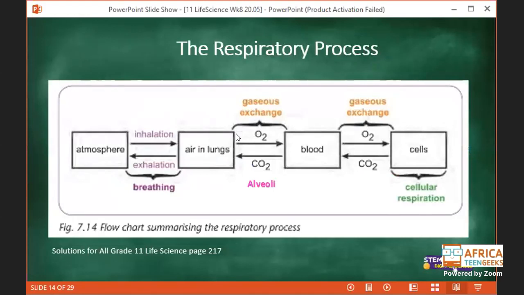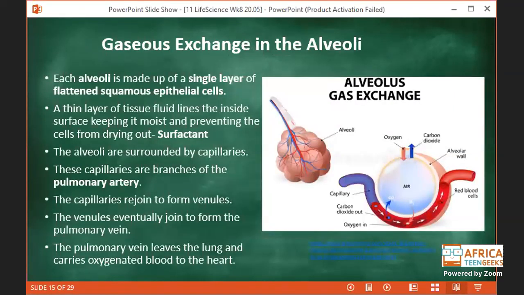So this first part of gaseous exchange takes place in the alveoli. Now let us look at gas exchange in the alveoli. Each alveolus is made up of a single layer of flattened squamous epithelial cells. A thin layer of tissue fluid lines the inside surface, keeping it moist and preventing the cells from drying out, and that liquid is called surfactant. Very important to note that this tissue fluid is called surfactant.